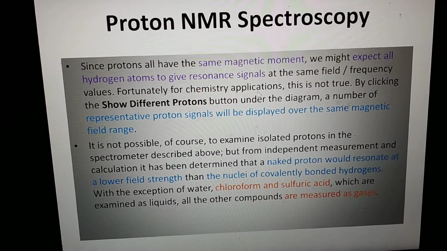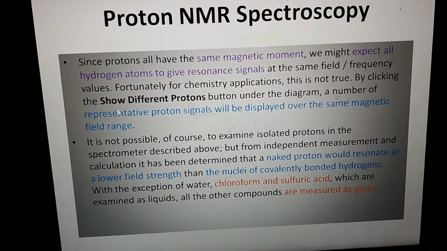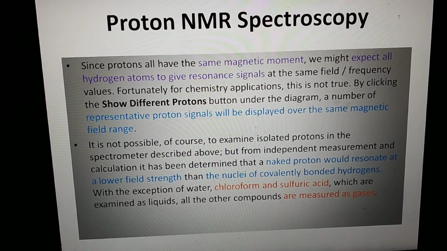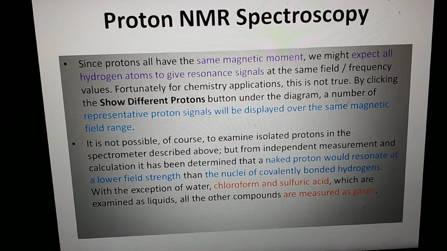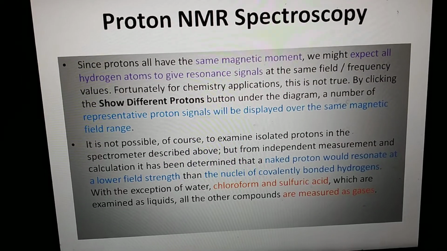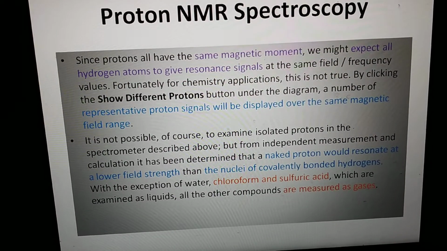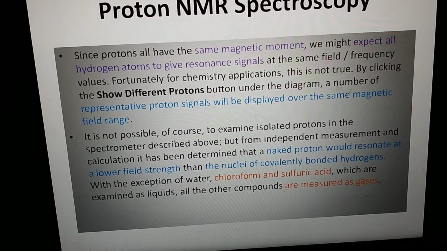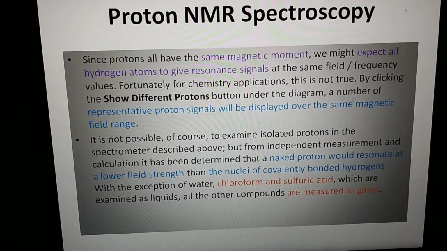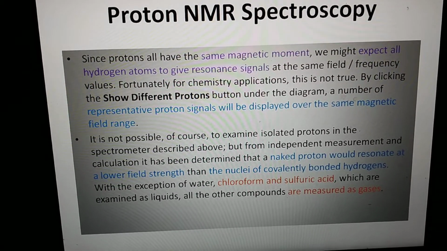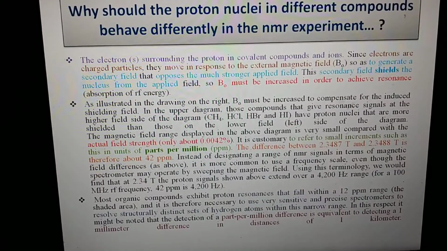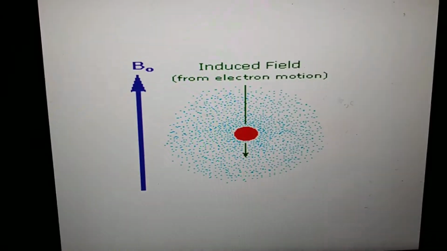Fortunately, for chemistry applications, this is not true. What happens in a compound is that the protons are the same, but the environment changes. Depending on the environment in which your proton is present, it will affect the chemical shift of that proton, and it will arise at different chemical shifts.